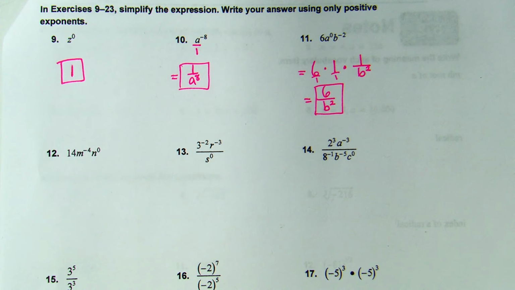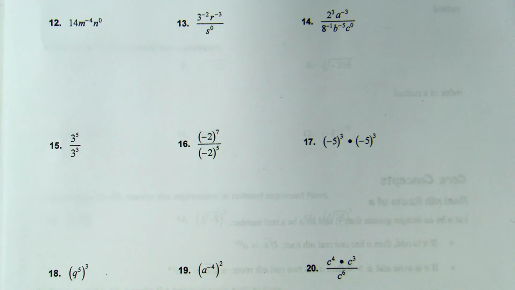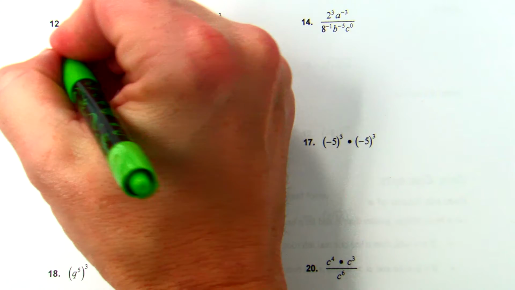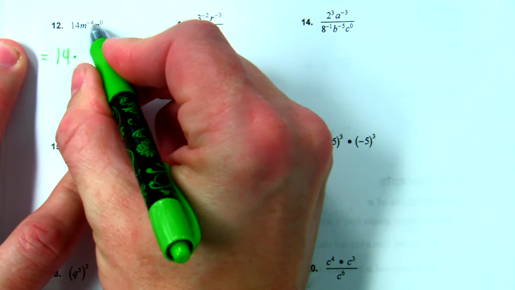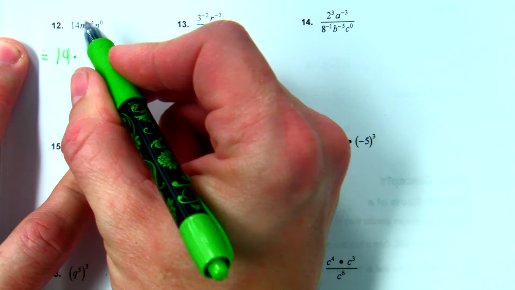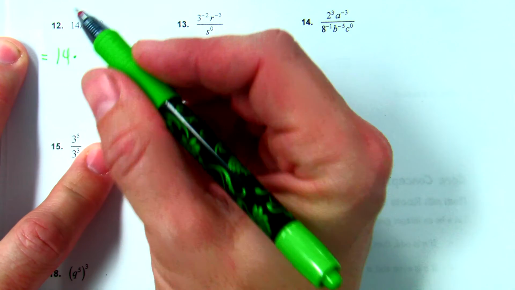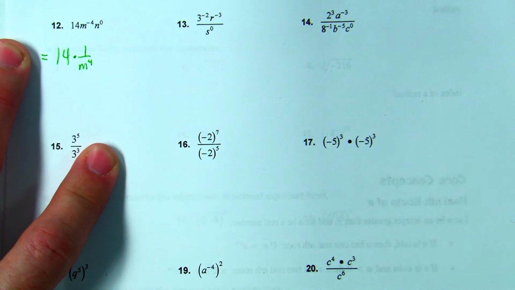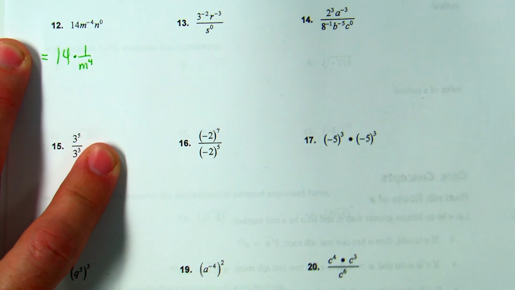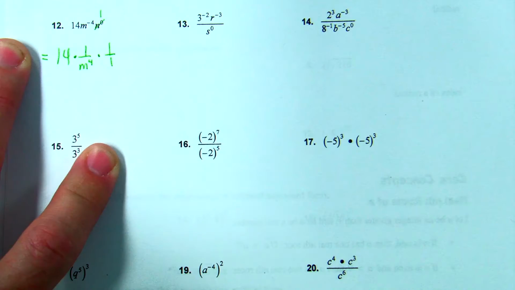Okay, on to number 12. Number 12 is going to be 14 times m to the negative 4. Same thing as m over 1 to the negative 4, right? So we're going to take and flip that. So we're going to have 1 over m to the 4th power. All right, and then we're going to have n to the 0, which is just a 1. So we can just put 1 over 1 if we want to.